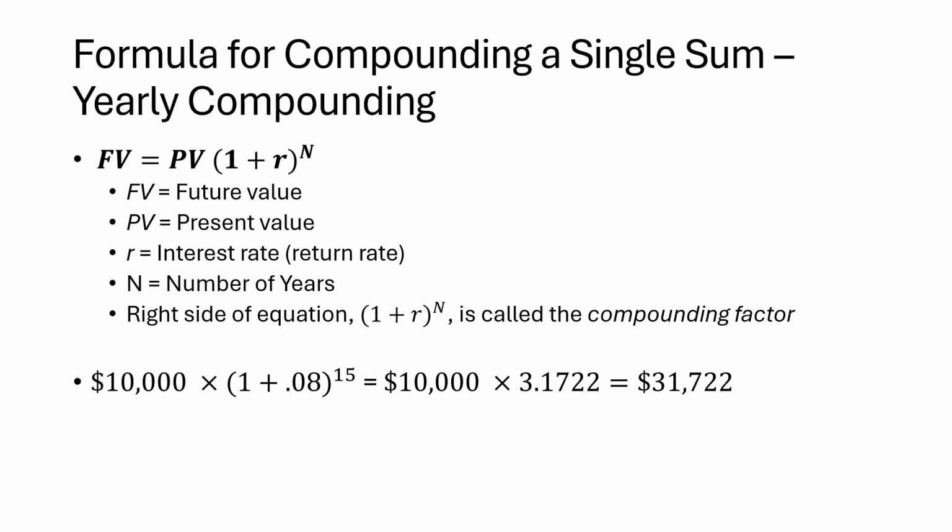So we find our compounding factor. That's just 1 plus 0.08 to the 15th power. We multiply that by the $10,000 investment. So that ends up being 10,000 times 3.1722. And that gives us the 31,722. That's the same amount that we found in the previous slide.